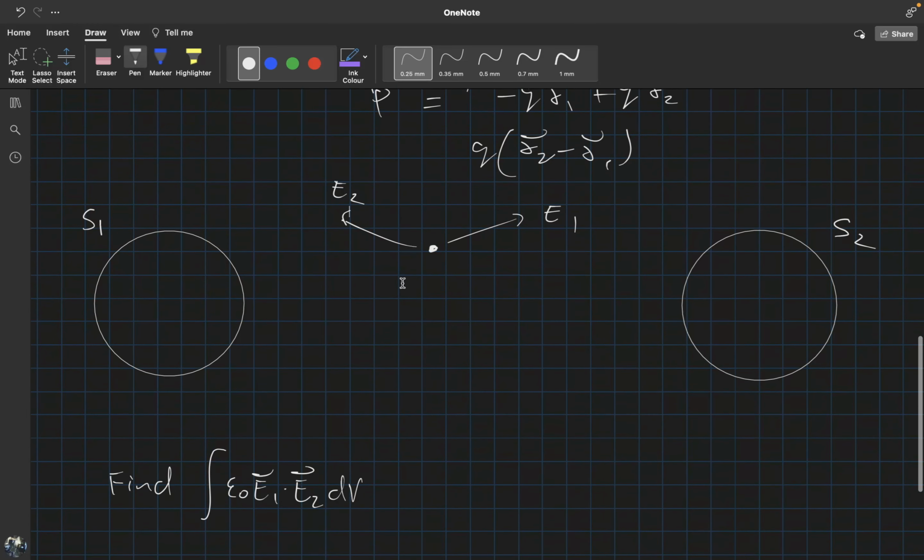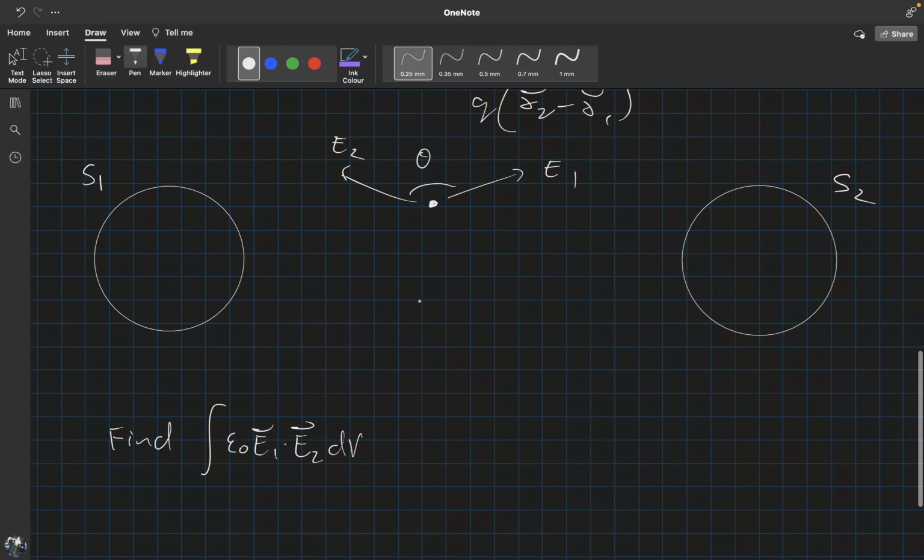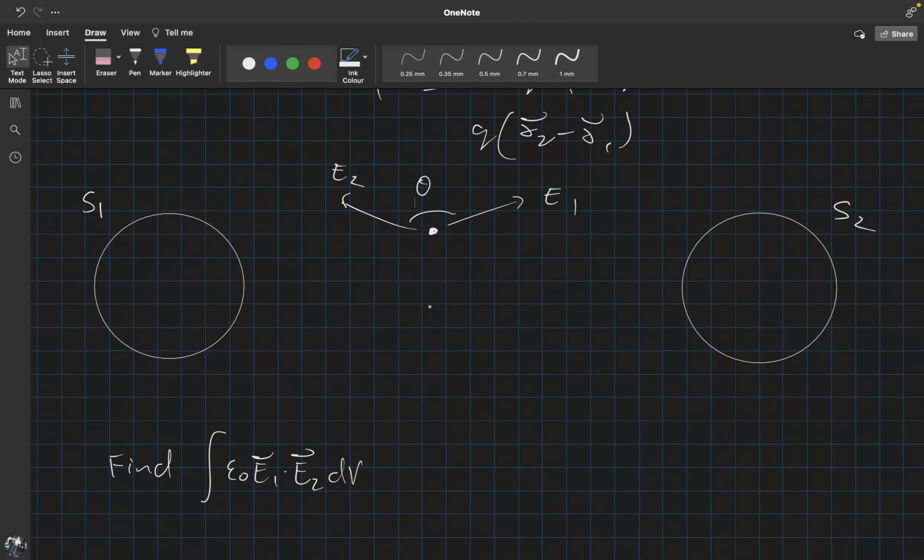This is a very general problem. E1 dot E2, sure, there's an angle between them. I mean, where do you go from there? Interesting question. Even so, how would you go about considering volume elements?